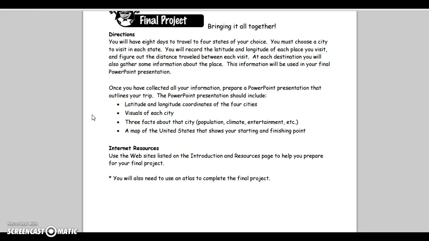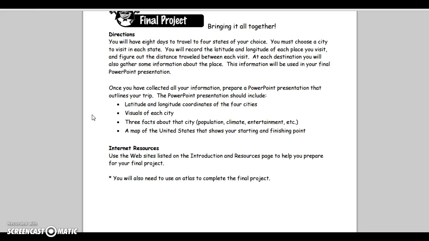Once you have collected all the information, prepare a PowerPoint presentation that outlines your trip. It should include latitude and longitude coordinates of the 4 cities that you choose in 4 different states. Remember, we're going to 4 states, cities in those states. So you'll have 4 different cities in 4 different states. Visuals, pictures of each city, 3 facts about that city: population, climate, entertainment, etc. Doesn't have to be those 3 things, but those are 3 suggestions you could put. And you want a map of the United States that shows your starting and finishing point.